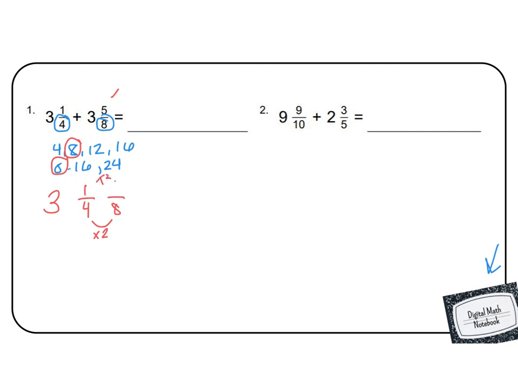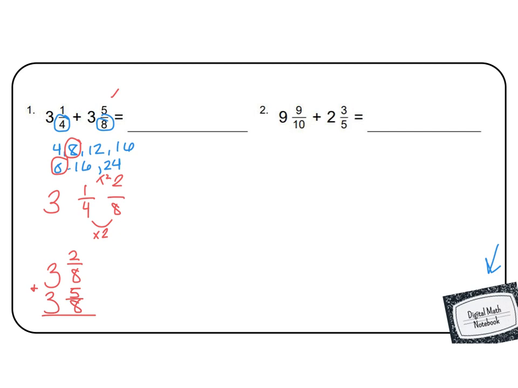So 1 times 2 is 2. So our new fraction is 3 and 2/8. And we're going to add it together with 3 and 5/8. And notice that I have written them on top of each other this time so that when I add them, I can see the pieces together.